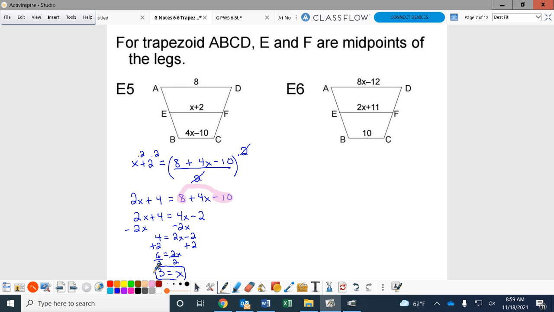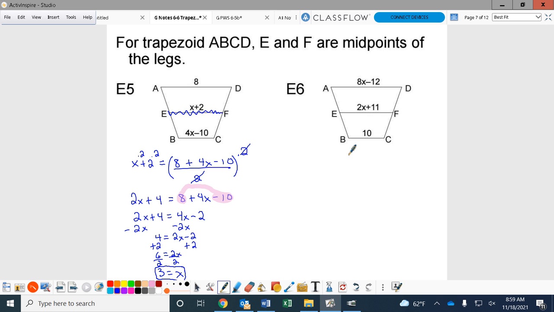All you would do is plug this back in into whichever ones, if it asks for all of them, or if it just asks for the mid-segment, you'd plug it back into here. I just want to mention that because plugging back in is something you've got to be able to do. It just depends on the directions. This didn't ask you to. Just saying if it did.